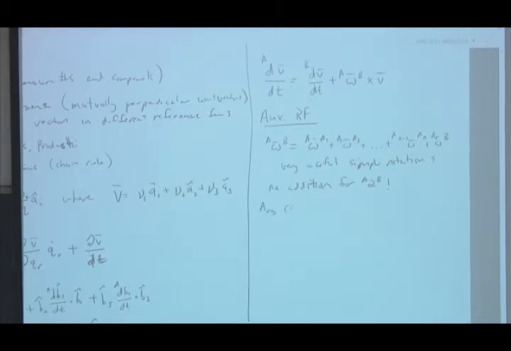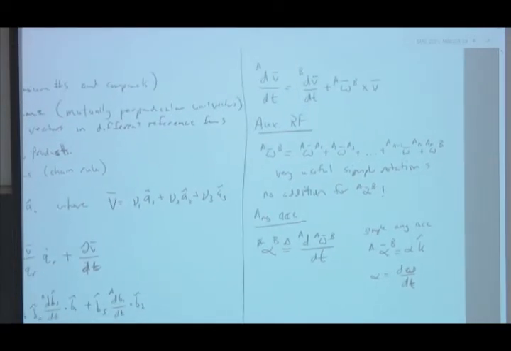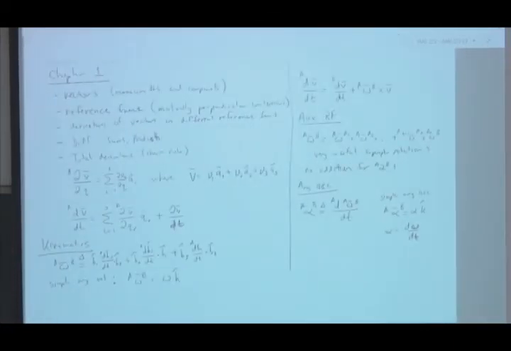And then we looked at angular acceleration. Angular acceleration of B and A is defined as the time derivative in A of omega of B and A. And for simple angular acceleration, alpha of B and A is simply alpha k hat, where alpha equals d omega/dt. All right, so now we can fully specify the kinematics of reference frames that are oriented relative to each other.